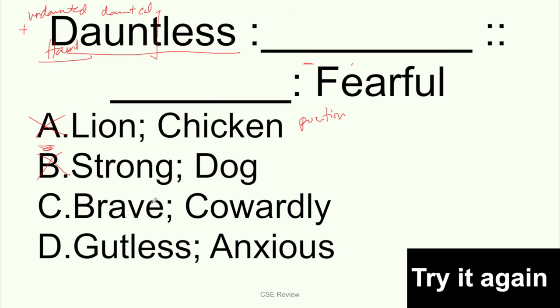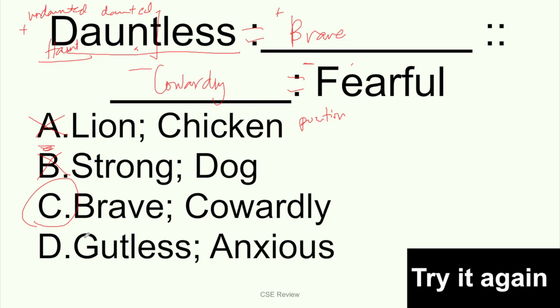So, you have here letter C, brave is to cowardly. Pwede ba siya? Dauntless is to brave. Okay, pwede kasi ang dauntless ay brave. And then you have cowardly is to fearful. Pareho ba sila? Yes. So you have positive, positive, negative, negative. So this makes sense. Now, again, hindi pa natin siya i-shade, check natin yung letter D.